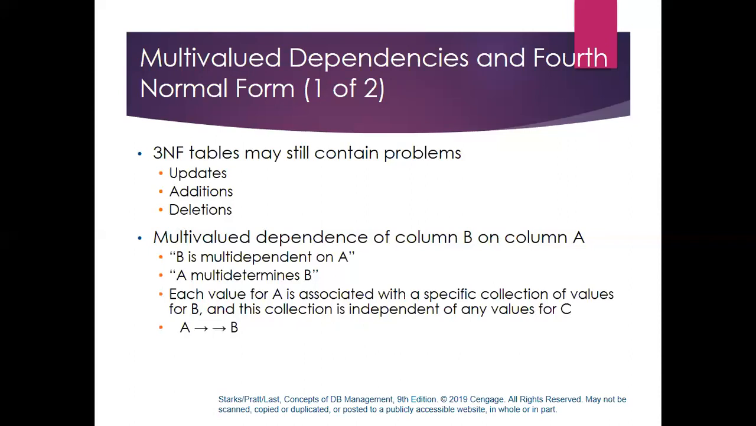When does multi-valued dependence exist? In a table with columns A, B, and C, there is multi-valued dependence of column B on column A when each value for A is associated with a specific collection of values for B, and this collection is independent of any values for C.